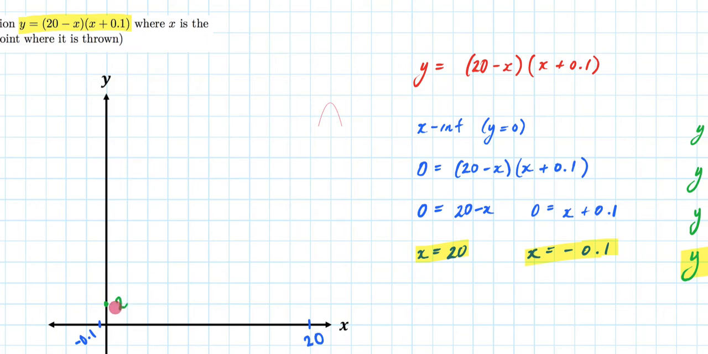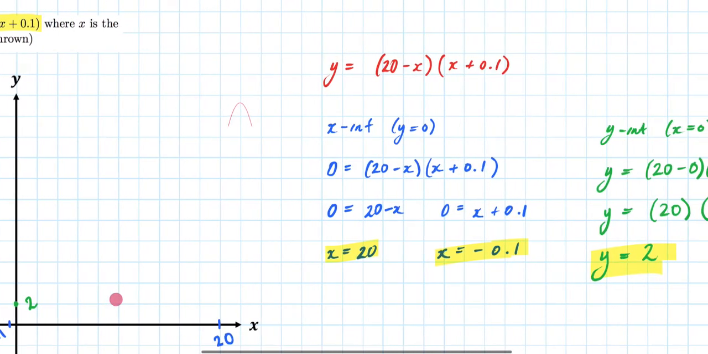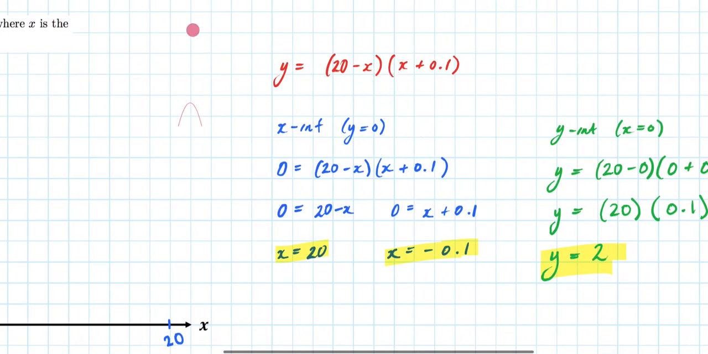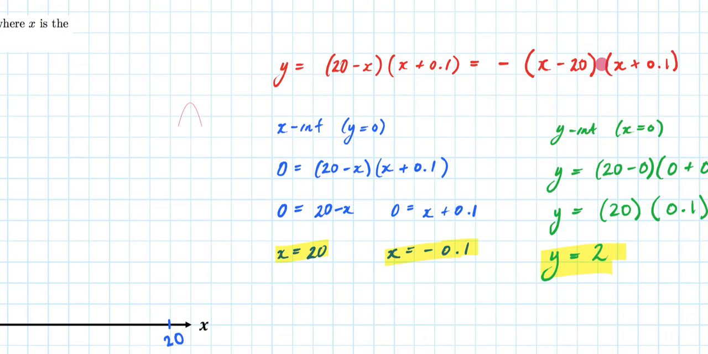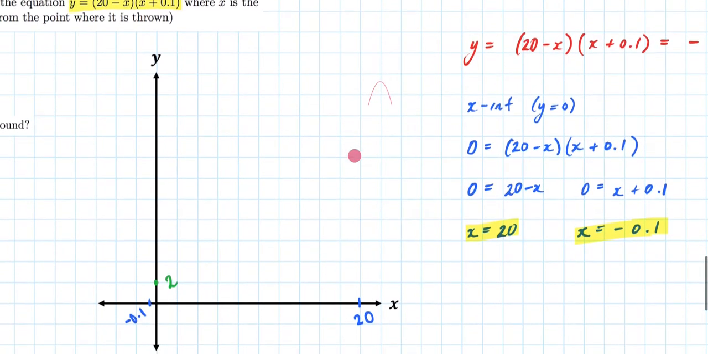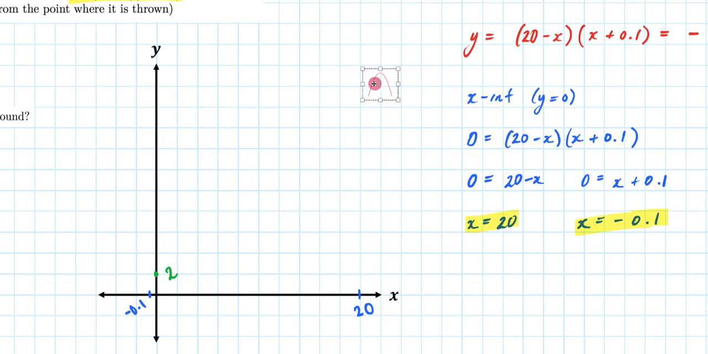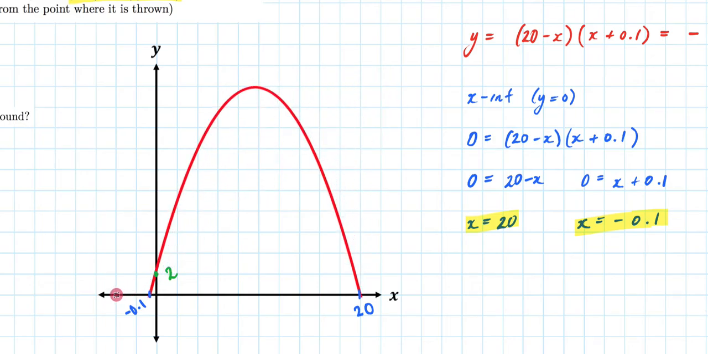Now, before I graph it, I need to figure out whether my parabola is upside down or upright. And if you look over here, the tip-off should be this negative in front of the x here. If I was to rewrite this another way, I could take that negative out and be left with (x minus 20)(x plus 0.1). So if I were to fully expand that, my first term, the a in front of my x squared, will be negative, which means it's going to be an upside down parabola. So knowing that, let me now graph this parabola. It's going to look like this.